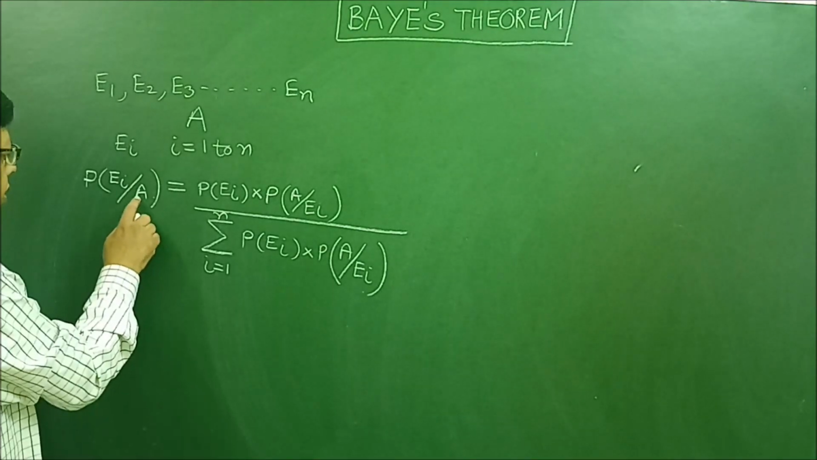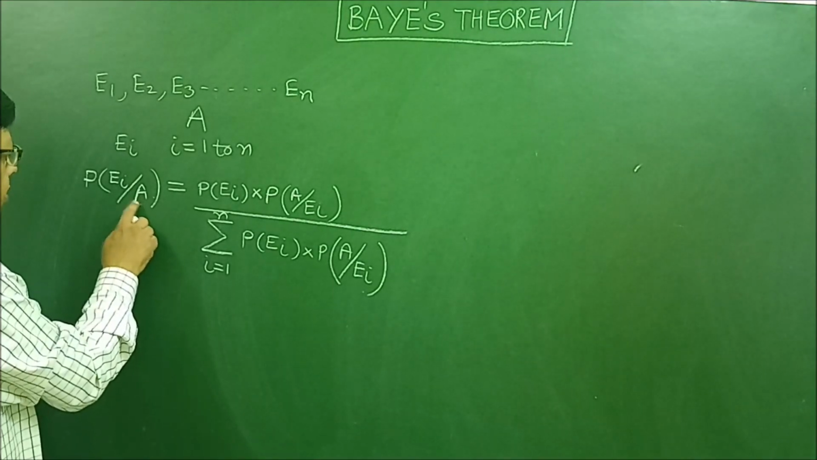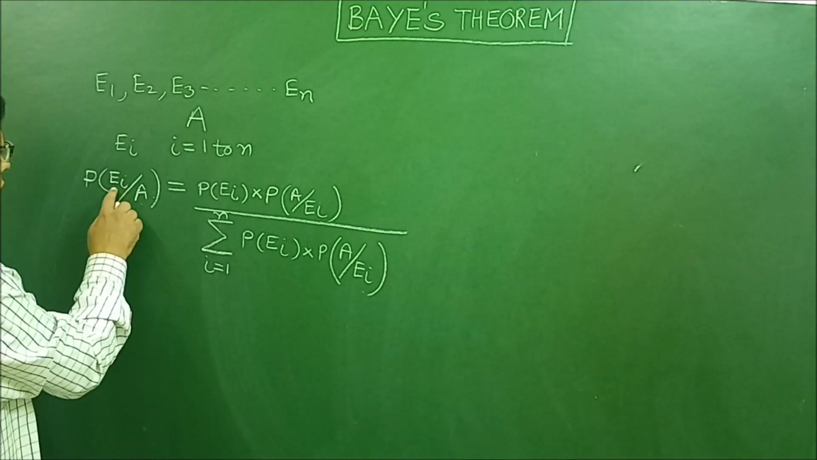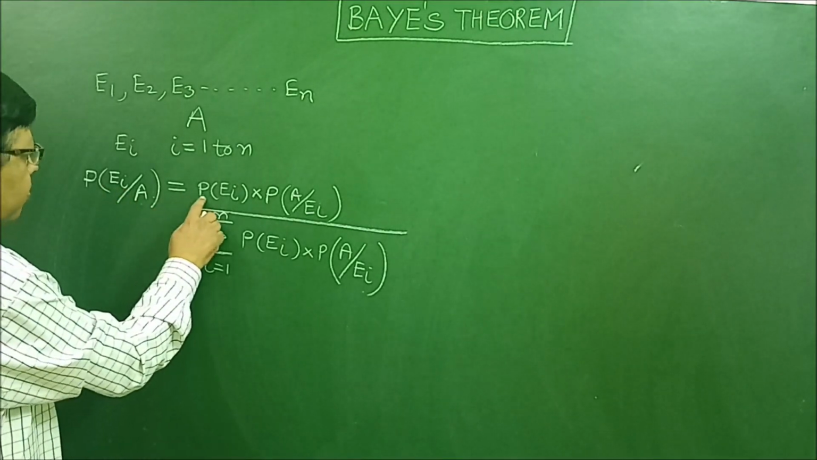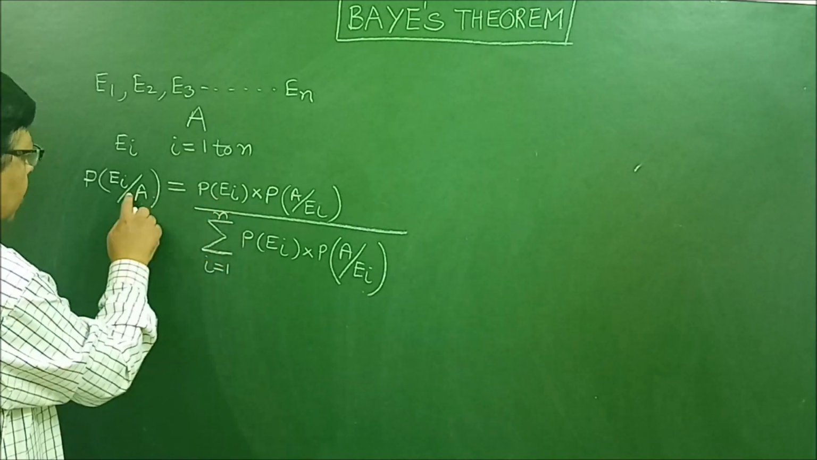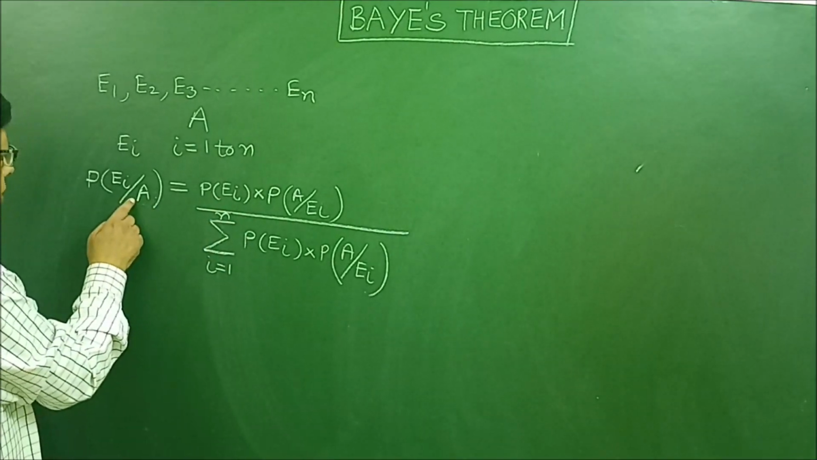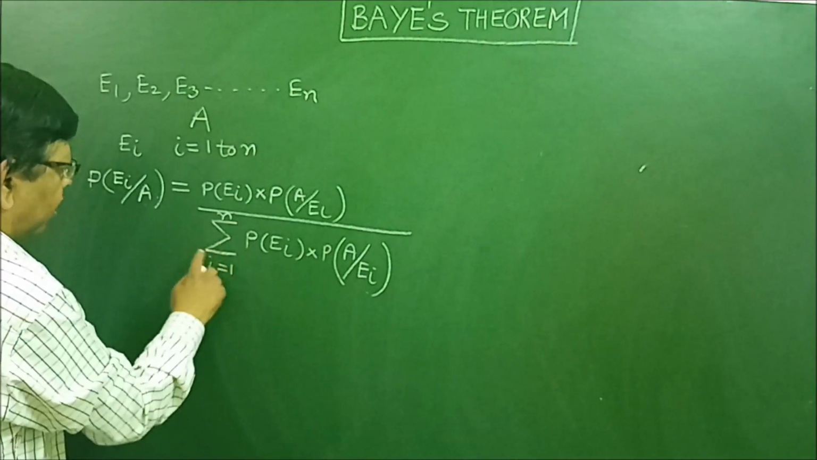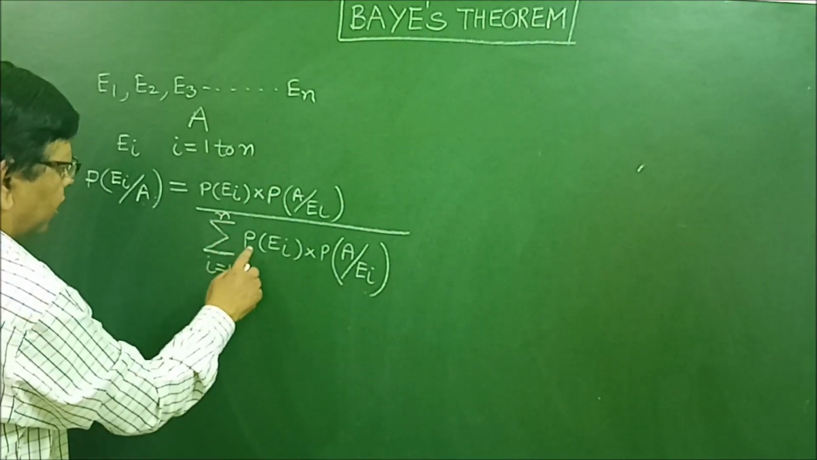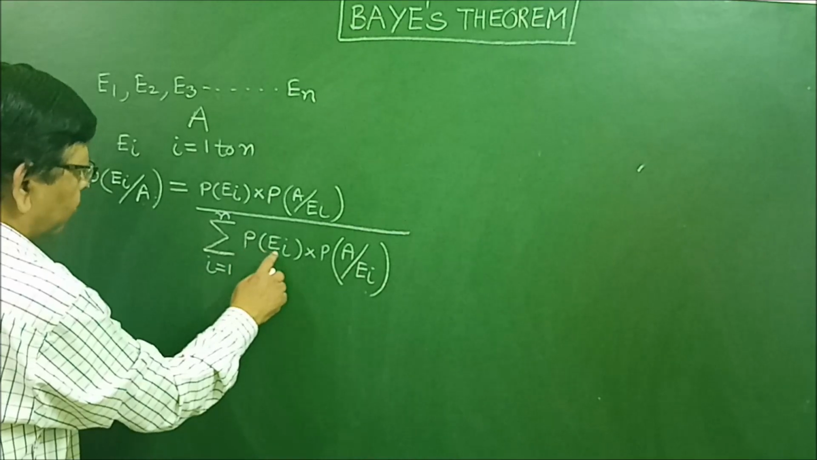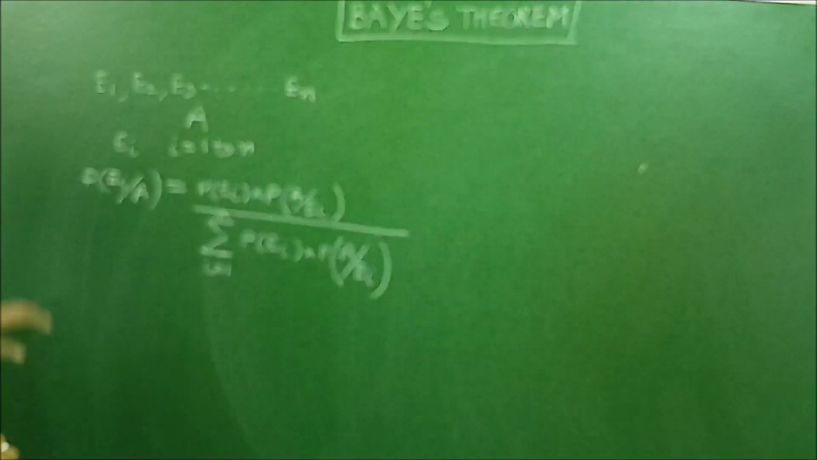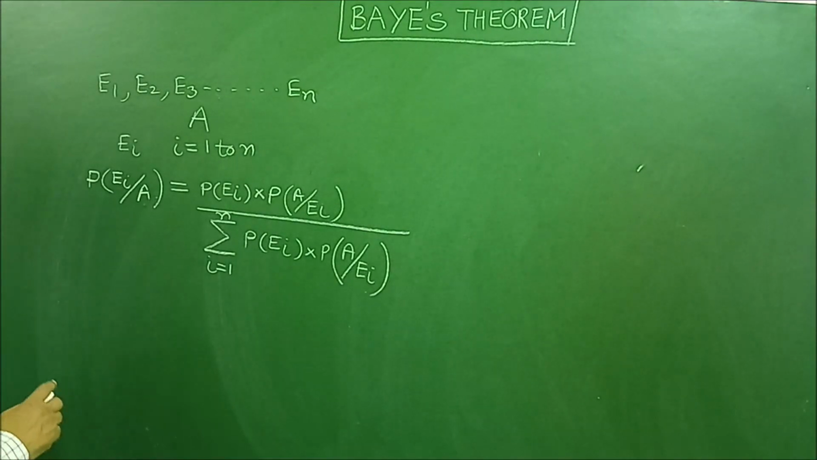has occurred. A has already occurred. This is a condition that A has occurred, and we want to find the probability of Ei. So this is equal to P(Ei) into P(A/Ei), upon sigma i varies from 1 to n, probability of Ei into probability of A given Ei. Now let us elaborate this theorem.